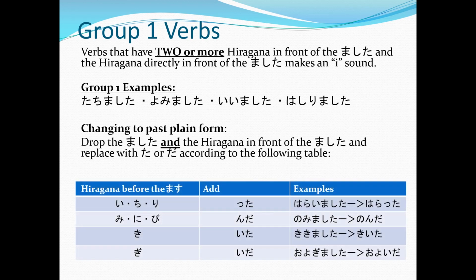If it's an i, chi, or ri in front of the mashita, you need to replace all of that with a small tsu and a ta. If it's a mi, ni, or bi, you need to take it all off and the mashita and replace it with nda. If it's ki, take it all off and replace it with ita. If it's gi, take it all off and replace it with da. And I'm going to show you what it looks like on the board in a second. So just bear with me.